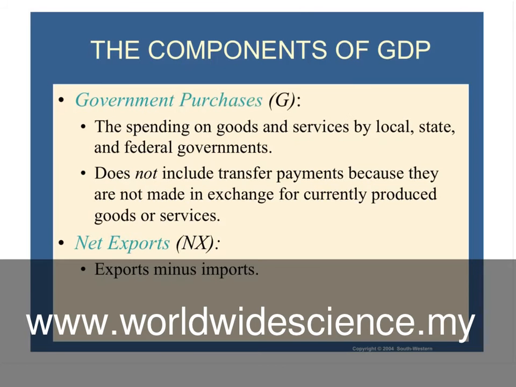Government purchases, spending on goods and services by a local, state, or federal government, does not include transfer payments because they are not made in exchange for currently produced goods and services. And exports minus imports would be net exports. So let's say when your country exports, let's say, $5 billion, and they import, let's say, 1, so 4 minus 1, it will be 3, which is your net exports. Exports, yes.